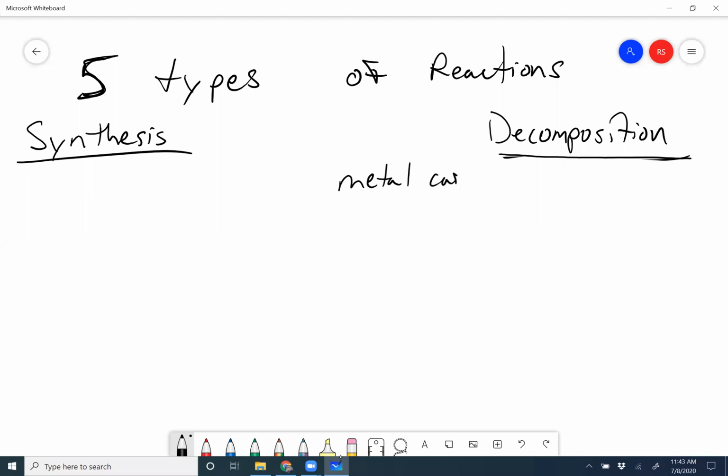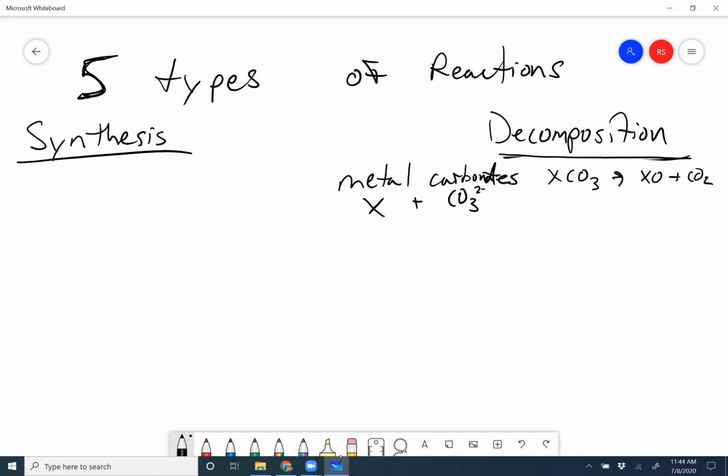So the first one we're going to talk about is metal carbonates. So what is a metal carbonate? We're going to call the metal X, and then we're going to call carbonate what it is, carbonate, CO3. So metal carbonates decompose into metal oxides and carbon dioxide.